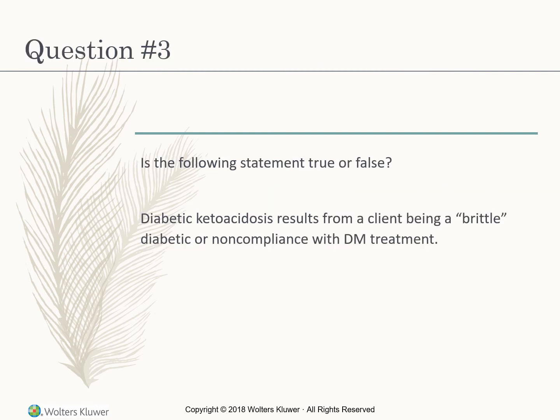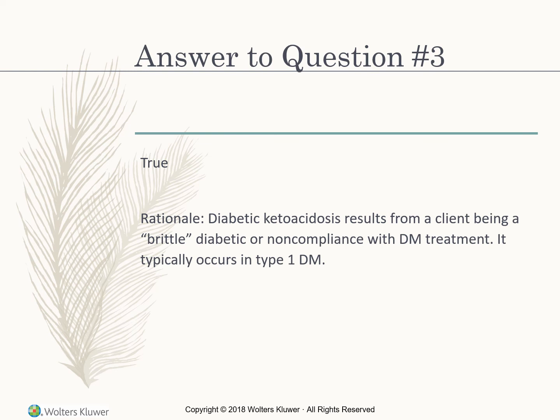Question number 3. Is the following statement true or false? Diabetic ketoacidosis results from a client being a brittle diabetic or non-compliance with diabetes mellitus treatment. True. Diabetic ketoacidosis results from a client being a brittle diabetic or non-compliant with diabetes mellitus treatment. It typically occurs in type 1 diabetes mellitus.